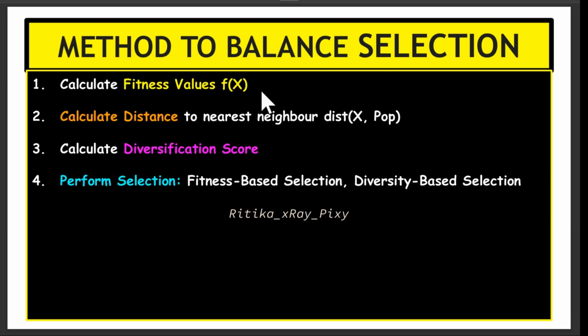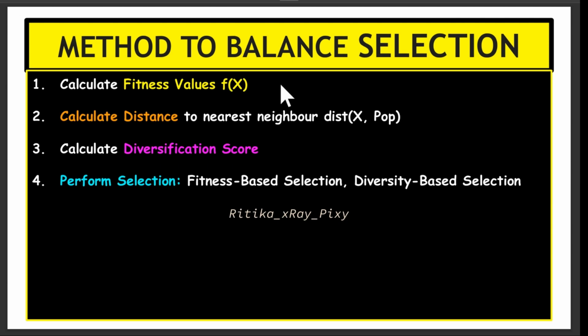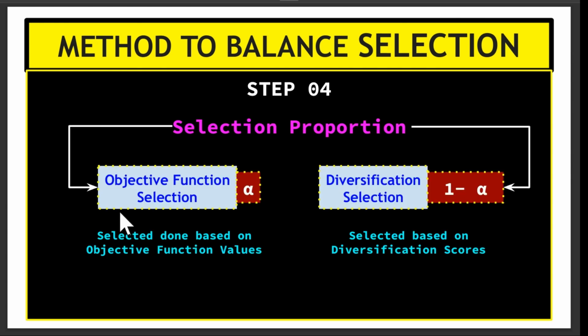Now let's see how it works. First we will calculate the fitness and the diversity score for each solution in the current population. So we will compute the fitness f(x) for each solution. Then we will compute the distance to the nearest neighbor in the population, the distance of x to the population. After that we will compute the diversification score h(x) using this. Then we will perform selection.